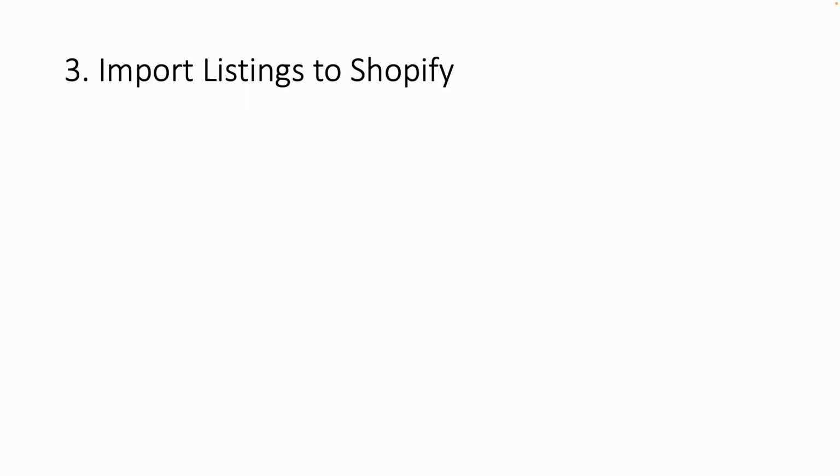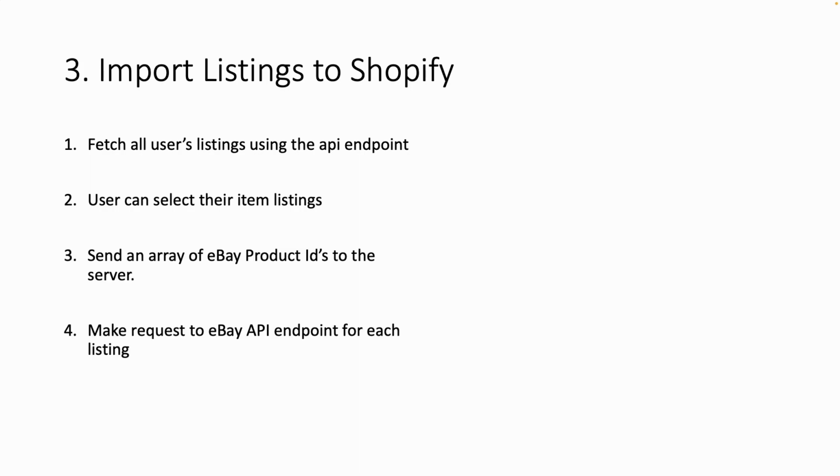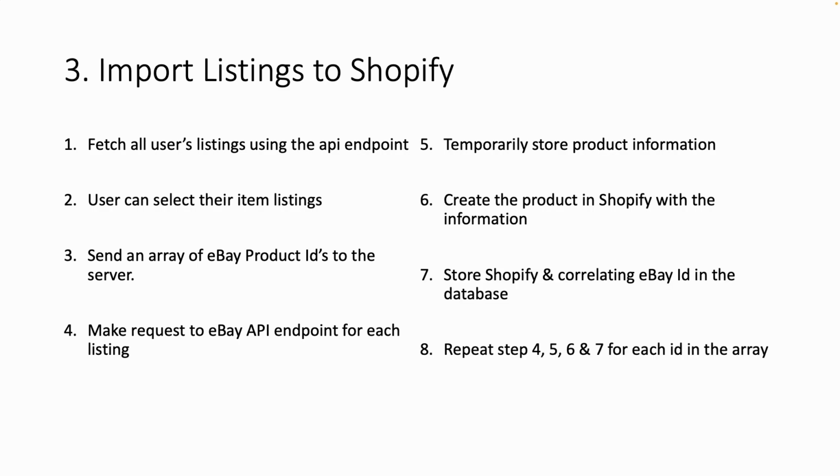After that was done, feature number 3 was implemented, import listings. Not surprising at all, this was the feature I spent the longest time on. So to explain how it works: fetch all users' active listings using the API endpoint. Users can select their item listings, send an array of eBay product IDs to the server, make requests to eBay API endpoint for each listing, temporarily store product information, create the product in Shopify with the information, store Shopify and correlating eBay ID in the database, repeat steps 4, 5, 6, and 7 for each ID in the array.